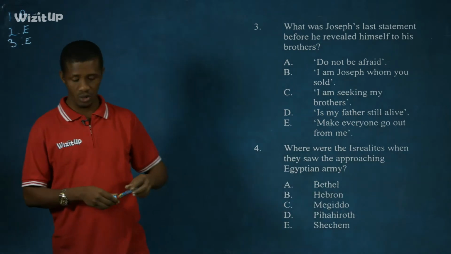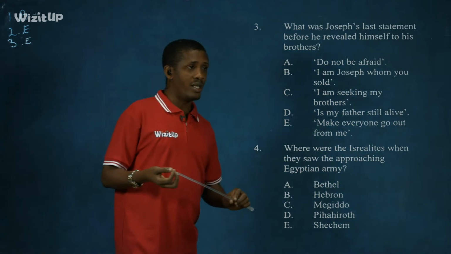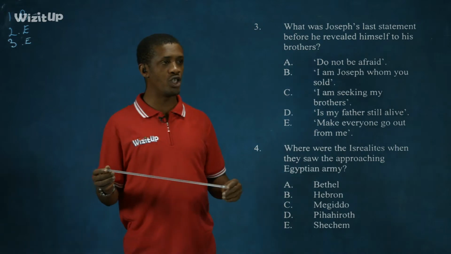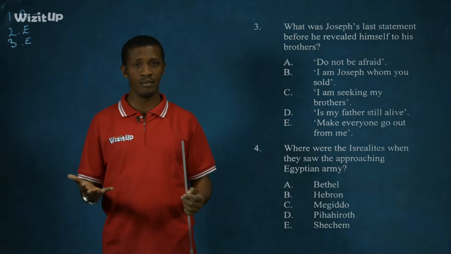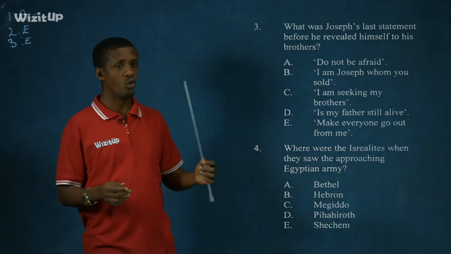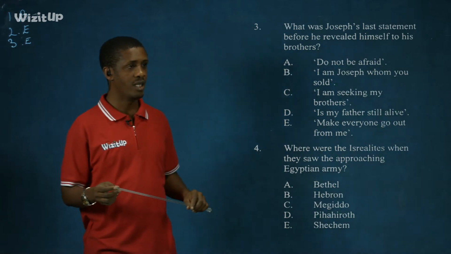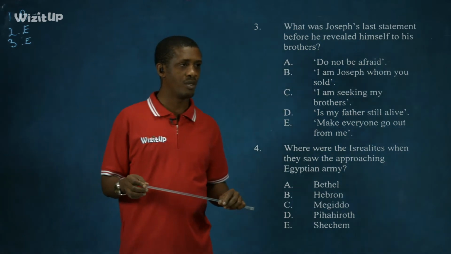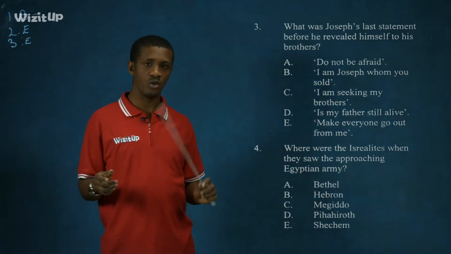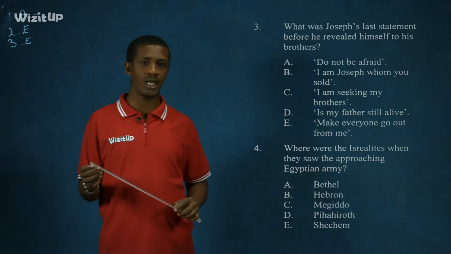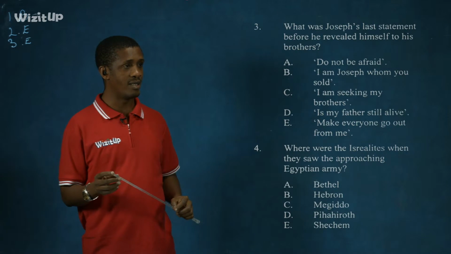All right, so let's go to the next question. Question number four. Where were the Israelites when they saw the approaching Egyptian army? When the Israelites saw the Egyptians pursuing them before they reached the Red Sea, where were they? A. Bethel. No, that's not the answer. B. Hebron. C. Megiddo. D. Pihahiroth, which is the correct answer. Not Shechem, where Joshua addressed the Israelites. So the answer is D. Pihahiroth.